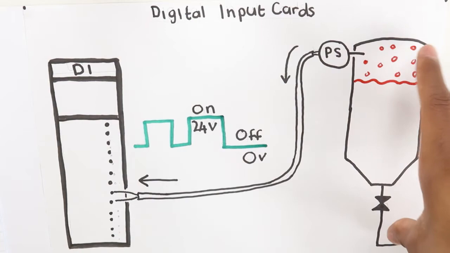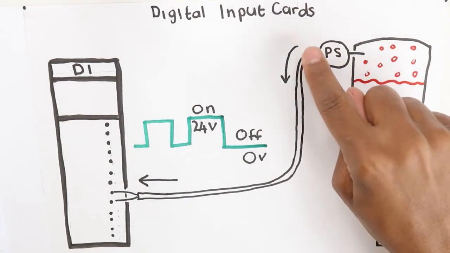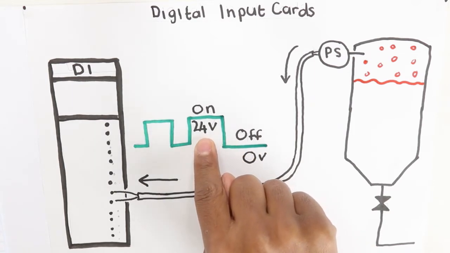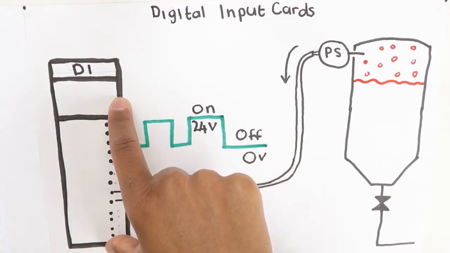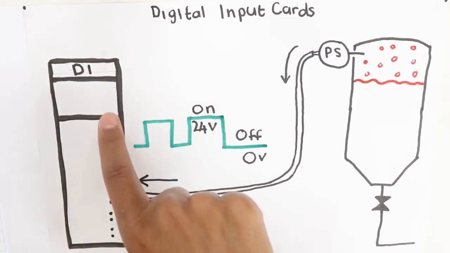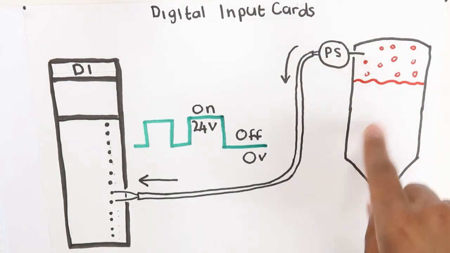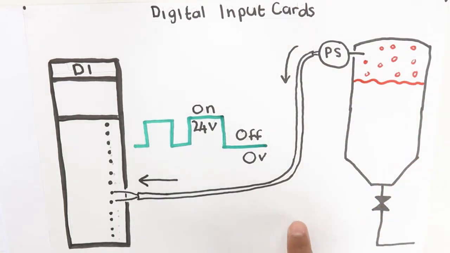So when the pressure is above a particular set point, then the switch is made. When the switch is made, it then sends a 0 or 24 volt signal to the digital input card, and then this card will pass that signal to the PLC, and then the program will be able to determine what to do if the pressure inside this particular tank has reached its high limit.